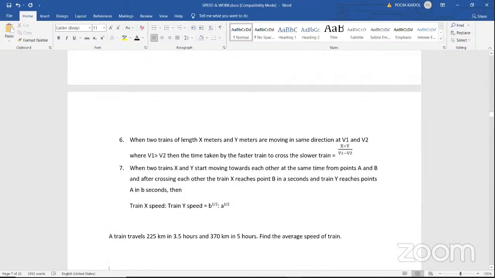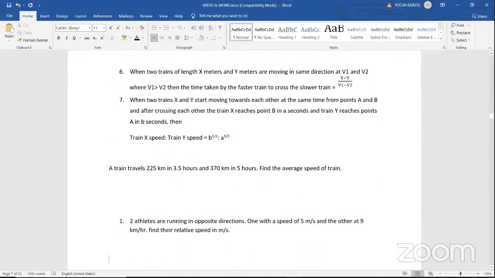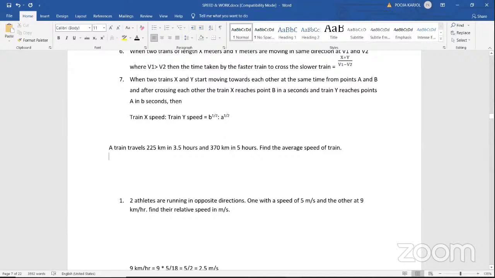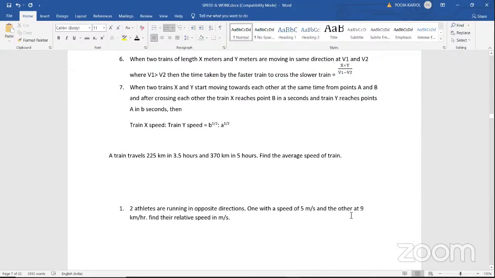Two athletes are running in opposite directions, one with the speed of 5 meter per second, another at the rate of 9 kilometer per hour. Find the relative speed in meter per second. So one is in meter per second, one is in kilometer per hour. Find it.